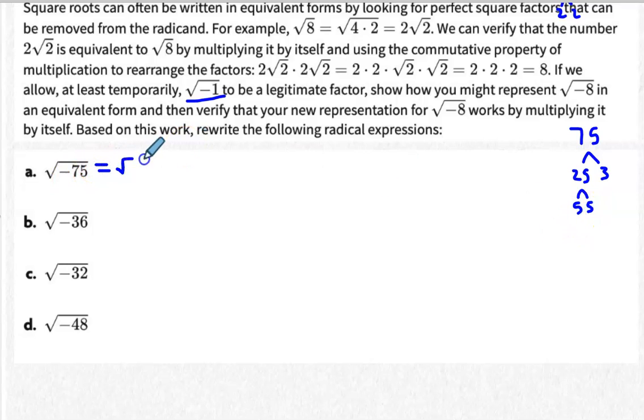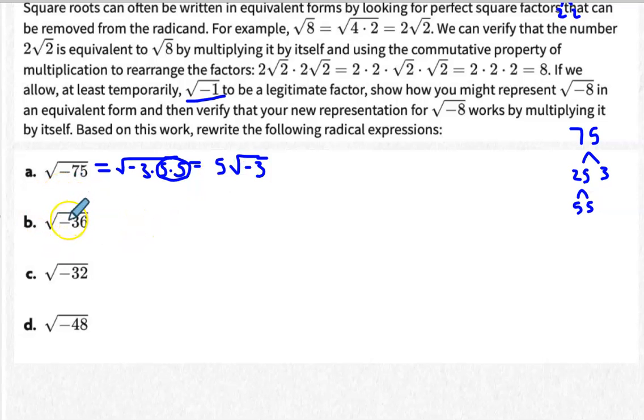So this is going to be equal to, and I'm just going to throw the negative in there, negative 3 times 5 times 5, right, because it's a negative 75. So I've got a pair of 5s that could come out, and it would be 5 square root of negative 3. And that's how we're just going to leave it for now. So the only thing that's different is we have a negative under there. So we'll kind of build on that idea.